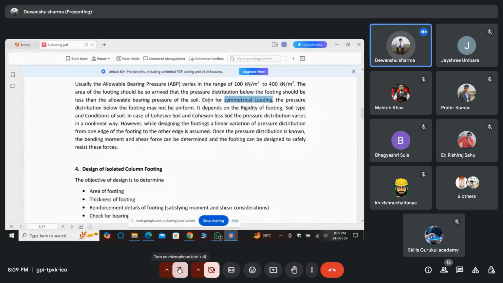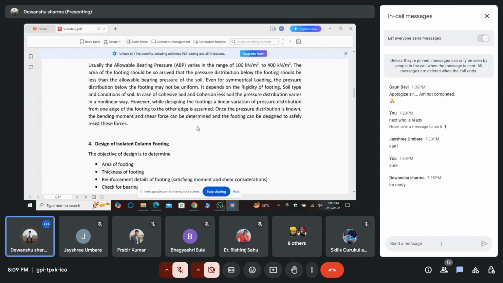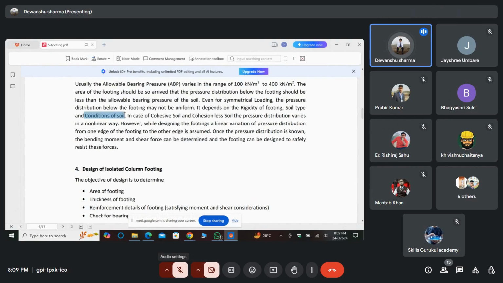In this paragraph, it is clear that we consider the pressure distribution to be uniform, but in reality the pressure distribution is not symmetrical or uniform. It depends on the soil type, rigidity of the footing, and condition of the soil. Sometimes, if there is heavy rain or a flood-like situation, the soil below the structure is dragged away by water, and then our superstructure collapses. So the condition of soil also plays an important role. If the condition of soil misbehaves, then our superstructure may also fail.